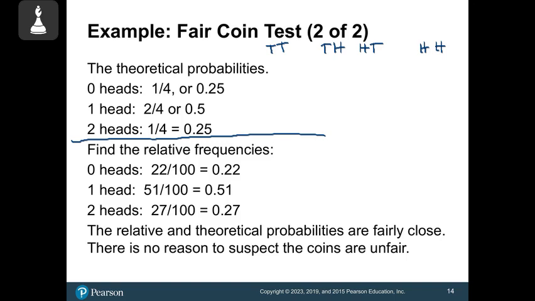Our sample, we had 22 out of 100, or 0.22. That's pretty close to 0.25. 51 out of 100, or 0.51, is really close to 1/2. And 27 out of 100 is 0.27. Again, is really close to that 0.25, that quarter. So our experimental probabilities are close to the theoretical probabilities. So it looks like our coins are good coins here. And the more you run those tests, the more I flip those coins, I should get even closer to these theoretical probabilities up here.